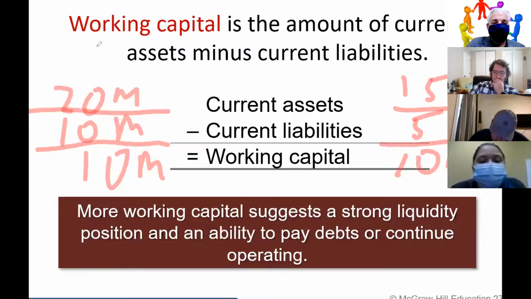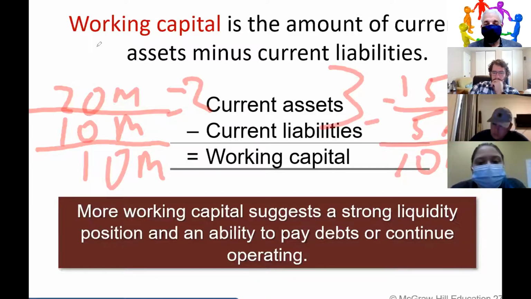What's 20 million divided by 10? Again, don't take out a calculator yet. Hopefully you get 2 when you calculate that out. What's 15 million divided by 5 million? Well, the millions will cancel out. I get 3. So our working capital didn't change, but our current ratio did. That's interesting, at least as an accountant, I think it's interesting. I pay some bills and I affected my ratios.